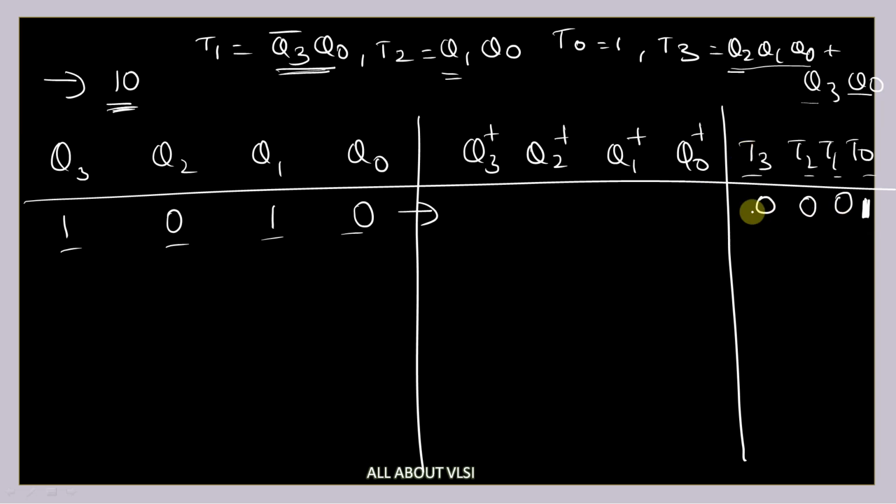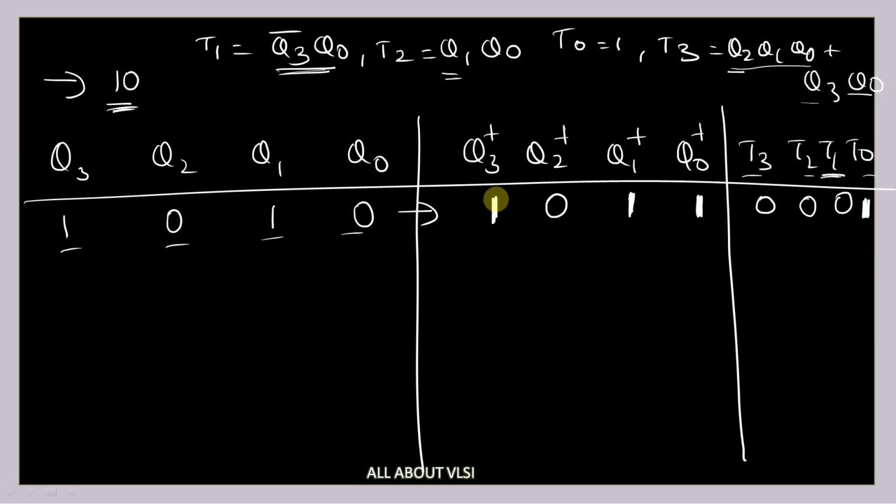So I have my inputs and my present state, and I can write down my next state. If my T0 is equal to 1 and Q0 is equal to 0, then my next state is equal to 1. If my T1 is equal to 0 and Q1 is equal to 1, it is going to hold the previous state. If T2 is equal to 0 and the present state is 0, the next state is also 0. And if T3 is equal to 0 and Q3 is equal to 1, then what is the next state?